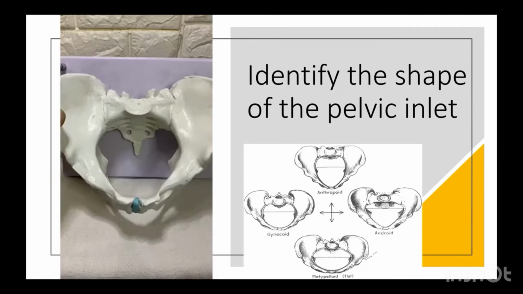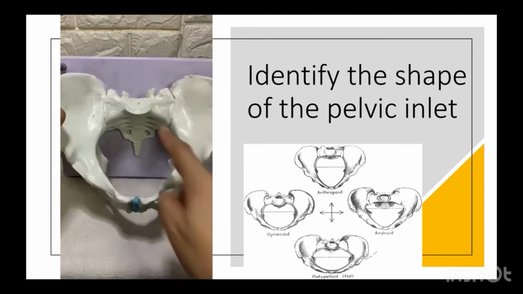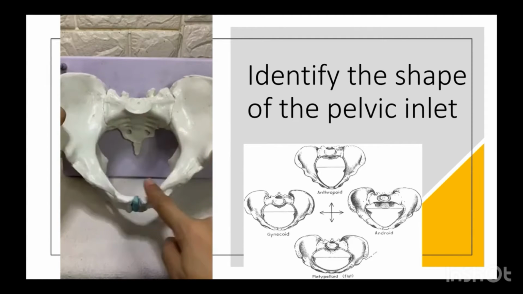Next, identify the shape of the pelvic inlet. Identify whether it's gynecoid, android, anthropoid, or platypelloid. In this pelvic model that we have, this is a gynecoid type of pelvic inlet.